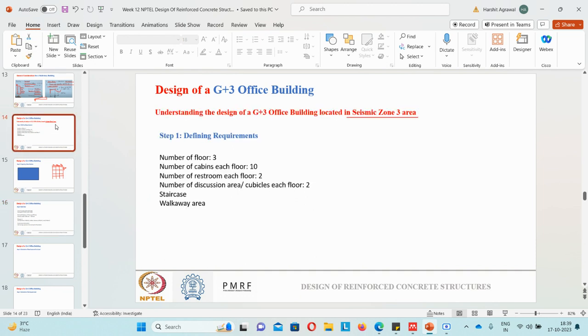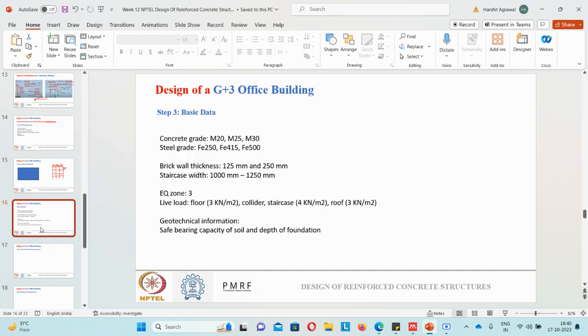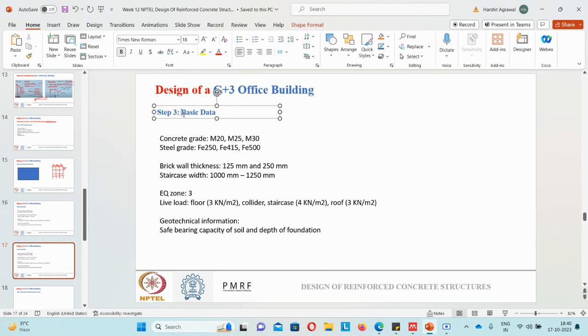So what all we saw: first we talked about defining the requirements, what is the requirement from the building. Then we prepared a base skeleton where we saw what all dimensions we need to go for, lateral dimensions, distribution, and vertical dimensions. Then we collected the basic information regarding the materials that will be used. Now after having the basic information, the next part is to have the assumed data.